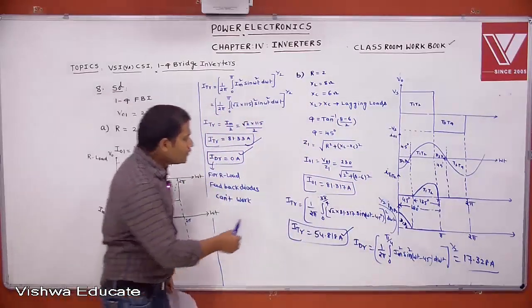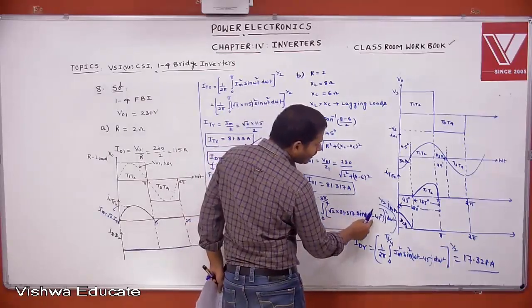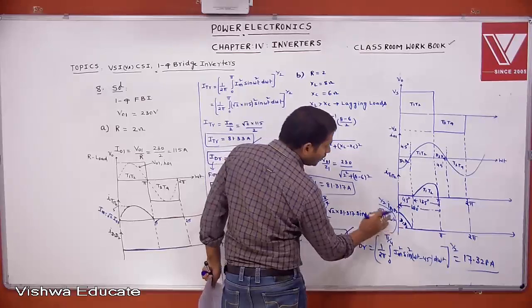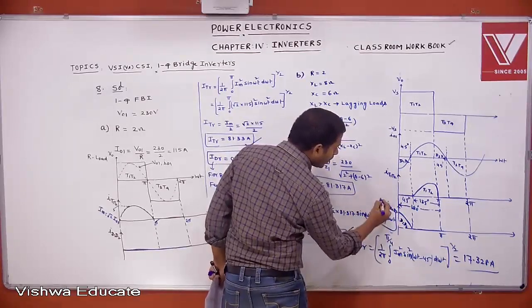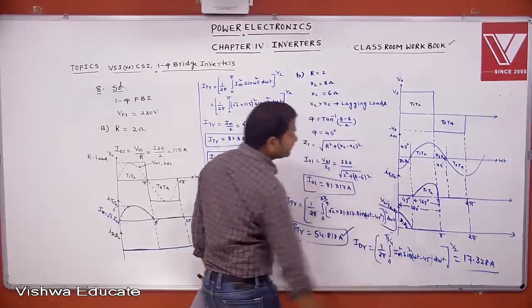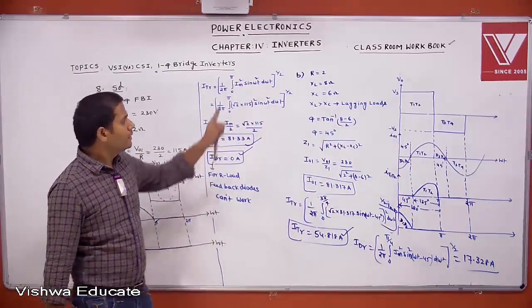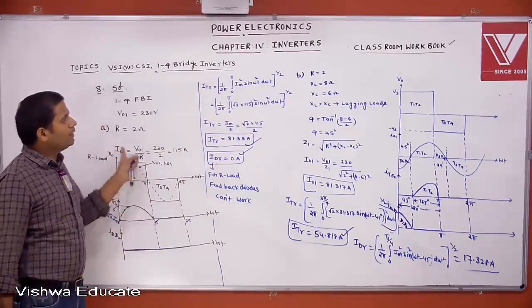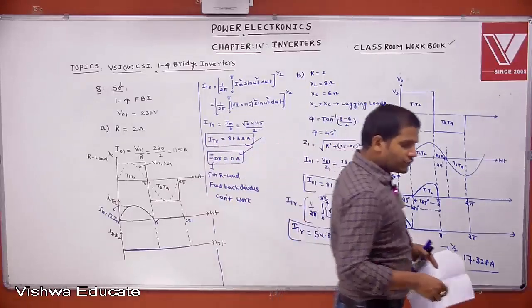Okay, this is 1 by 2 pi into the integral from 0 to 2 pi of (root 2 into 81.3 sin omega t minus 45) whole square, d omega t, whole to the power of 1 by 2. That you remember. Okay, clear? Understand? Note this. This is question number 8 under A, B question. Quickly note it down, then go through question number 9.